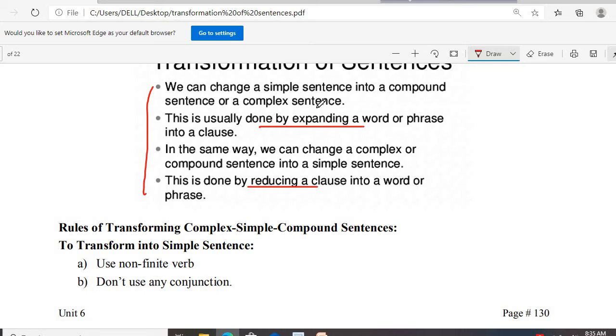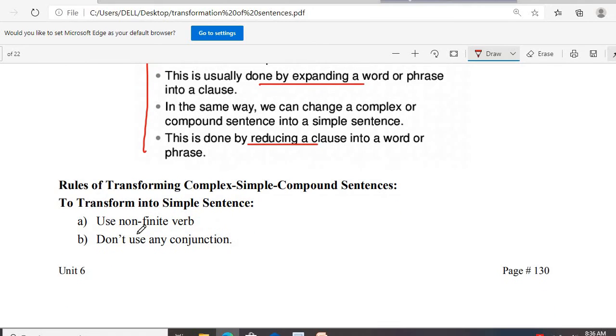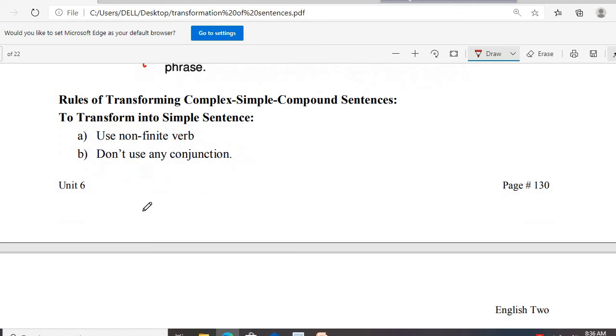Again, let us discuss it again. By expanding a word or a phrase, you will make a simple sentence into a complex or compound sentence, and by reducing a clause or a word, you will change a complex and compound sentence into a simple sentence. These are the most important things to remember. Okay, my dear students, let's see the changing.